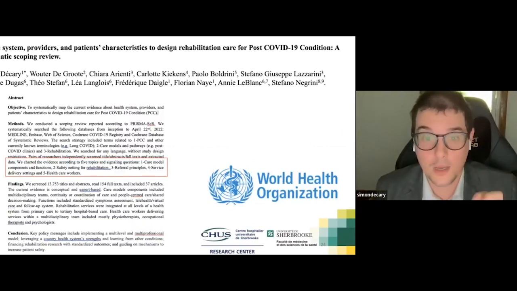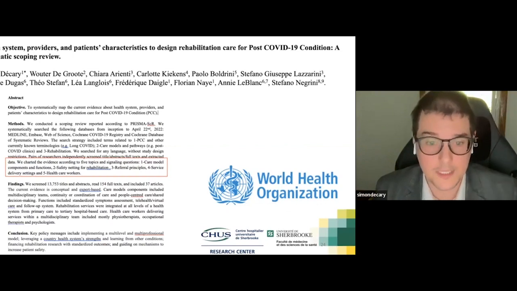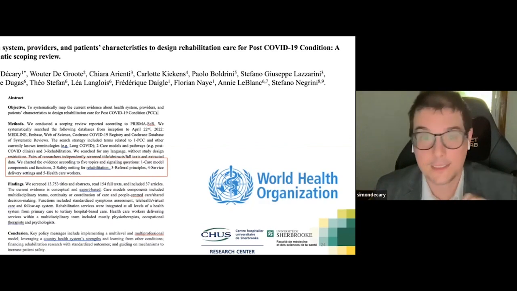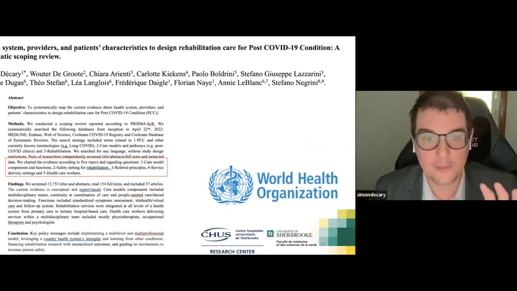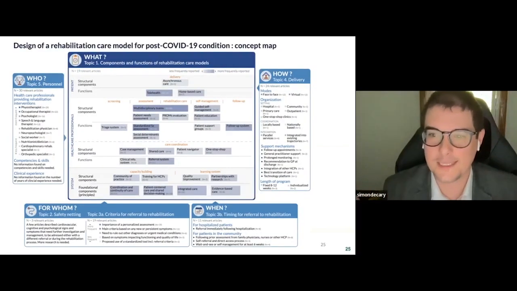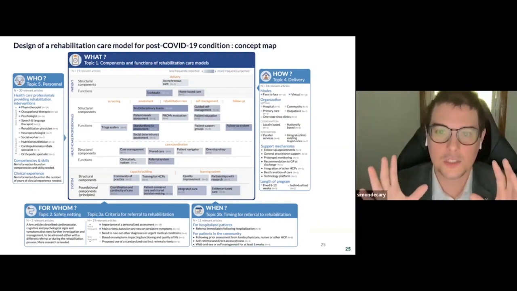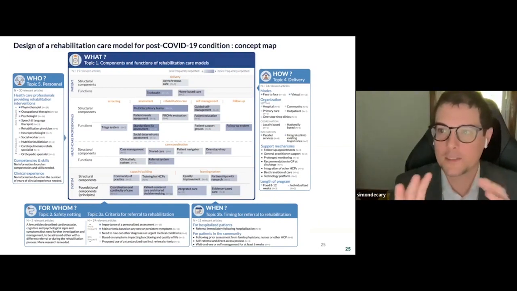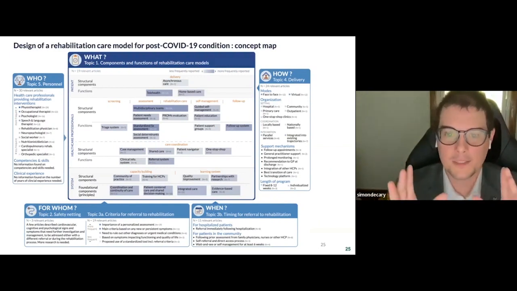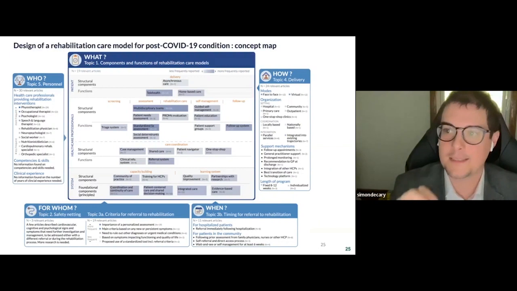We were also able, with the WHO team and Cochrane Rehabilitation, to publish another review. So this review was accepted. It is going to be published very soon in the WHO Bulletin. And what we did, again, I'm showing this to you just to show you the level of detail that we can have right now. So this is only for rehabilitation care. So this shows you the level of detail that we can go into in designing rehabilitation care models.